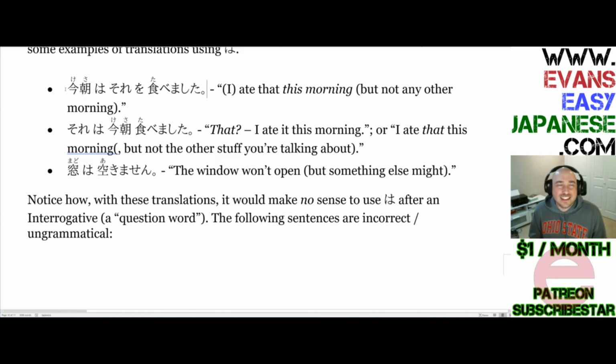Could you bail out your husband? What does that say? Give me a second. I've got to try to zoom in. For some reason my phone won't rotate. There we go. Kessa. Kessa, that's how it's pronounced, right? Yeah. So, kessa wa sore o tabemashita.